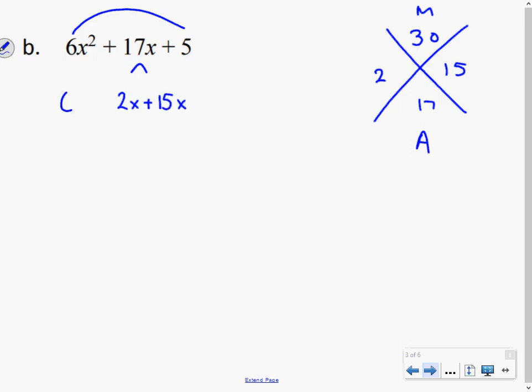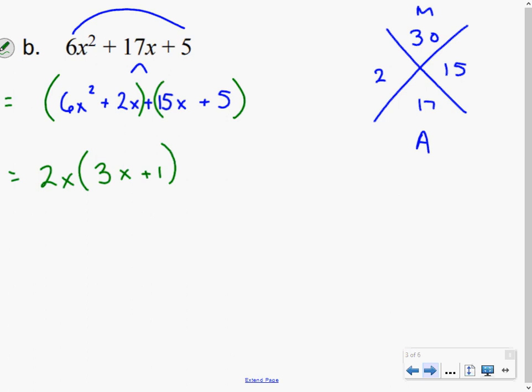So the 6x squared that was there originally just drops down. The 5 at the end drops down. We've got our 4 terms. We're going to group, factor out the GCFs. So in our first group, that would be 2x. That will leave us with 3x plus 1. In our second group, the GCF will be 5. When we factor it out, it's going to leave us again with a 3x plus 1.